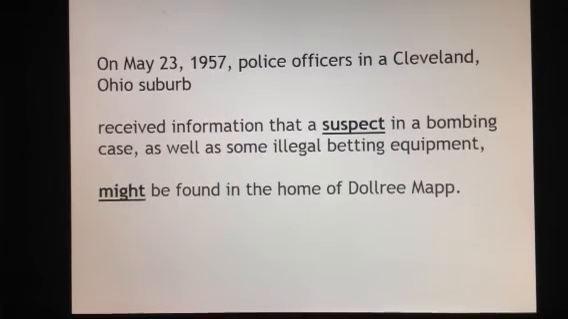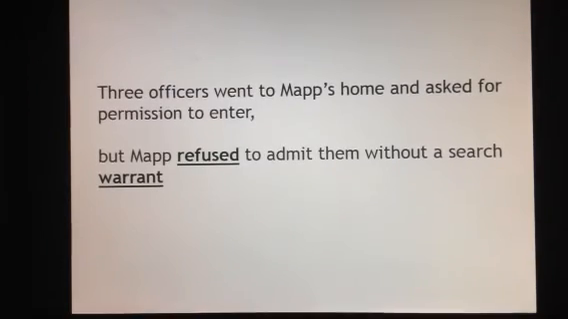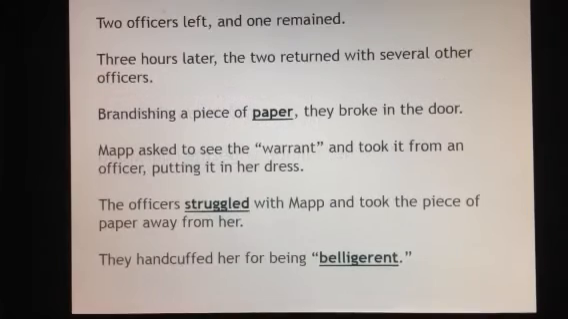where police officers in a Cleveland, Ohio suburb received information that a suspect in a bombing case, as well as some illegal betting equipment, might be found in the home of Dollree Mapp. 3 officers went to her home and asked for permission to enter, but Mapp refused to admit them without a search warrant. 2 officers left, 1 remained.